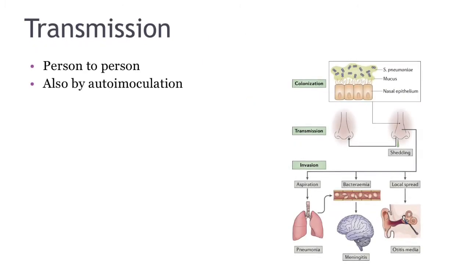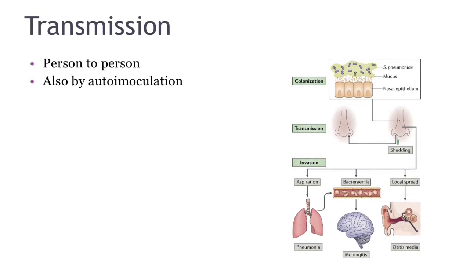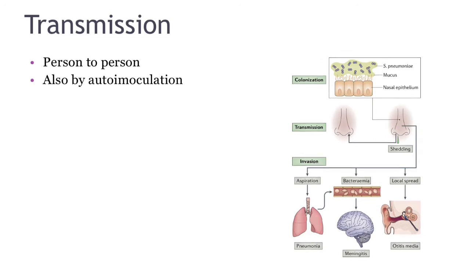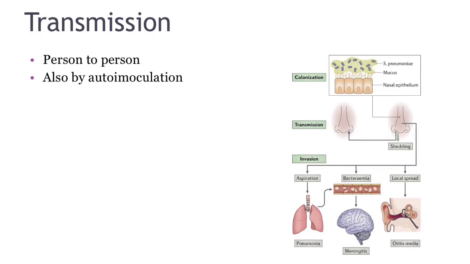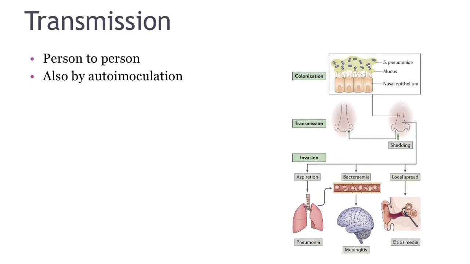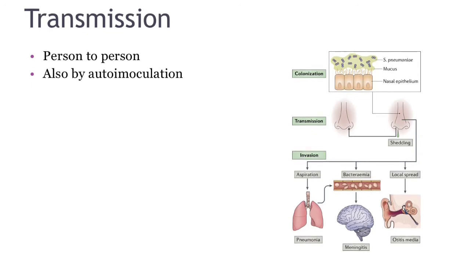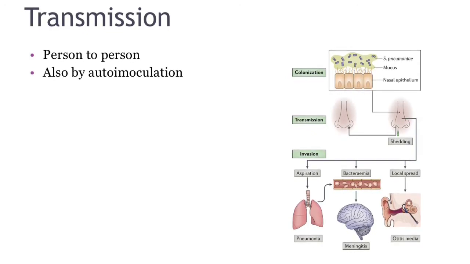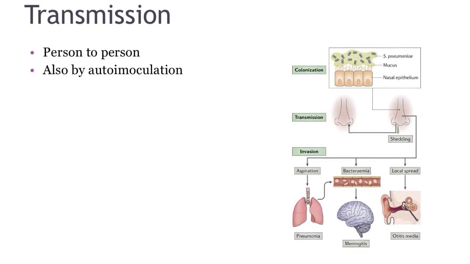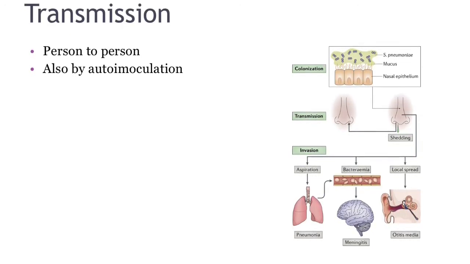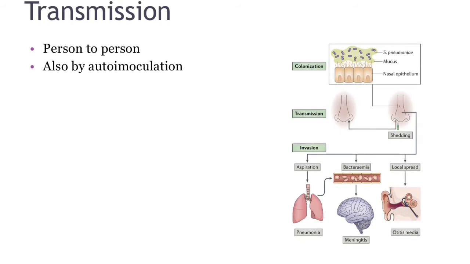Now we're going to talk about transmission, which is the action and process of something going to something else. So how do we get it into our bodies? The bacteria typically spreads from person to person by direct contact with respiratory secretions, such as saliva or mucus. People also get it by autoinoculation, in persons carrying the bacteria in their upper respiratory tract, so if they cough or sneeze and you're around them, it's a possibility that you can get whatever bacteria they have going on and get an infection.